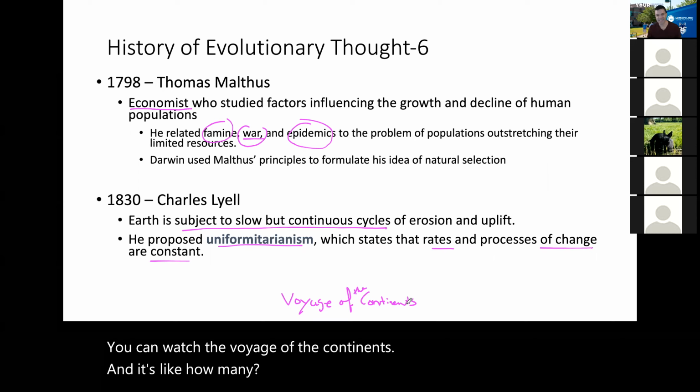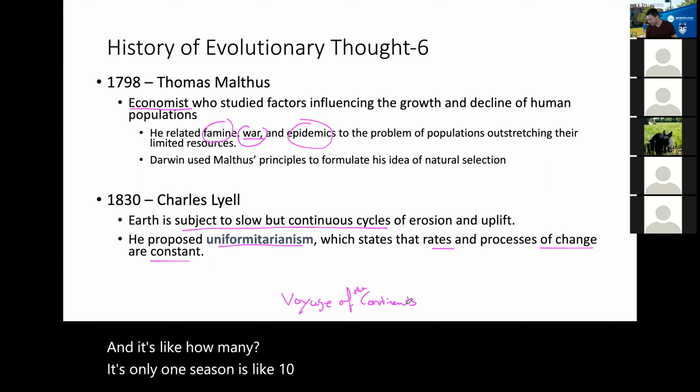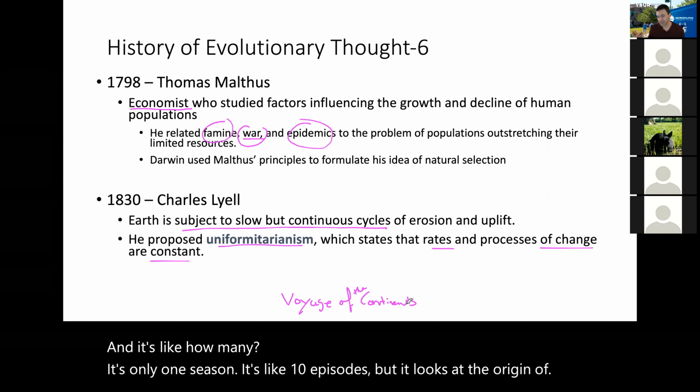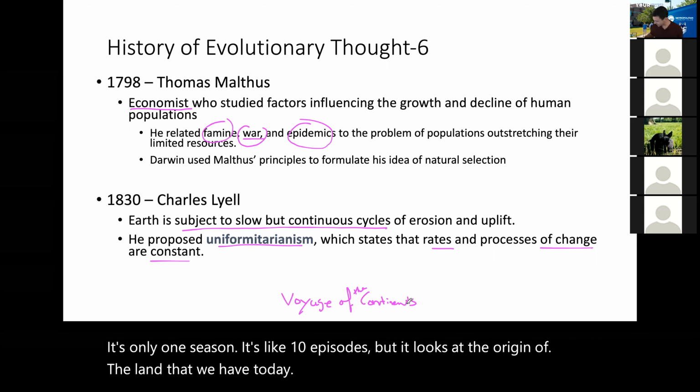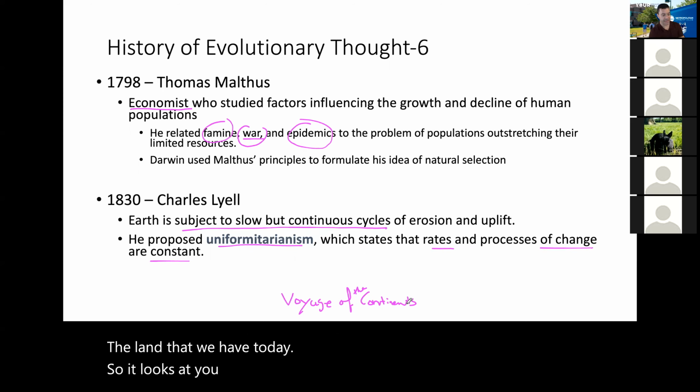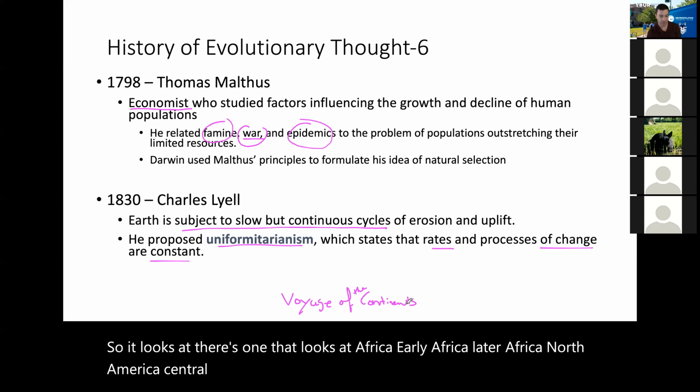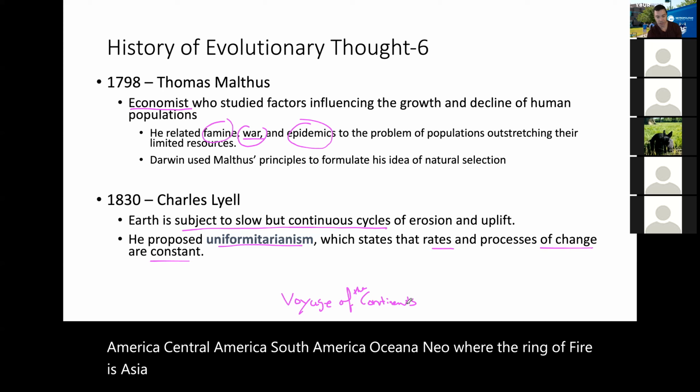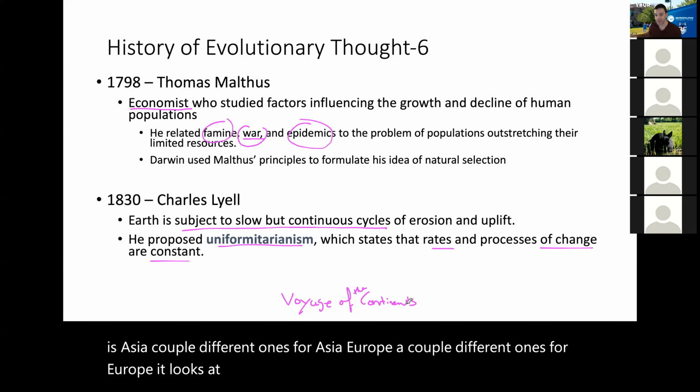It's only one season. It's like 10 episodes, but it looks at the origin of the land that we have today. So, there's one that looks at Africa, early Africa, later Africa, North America, Central America, South America, Oceania, where the Ring of Fire is, Asia, a couple different ones for Asia, Europe, a couple different ones for Europe. And it looks at how the geography was made, and it looks at continental drift.